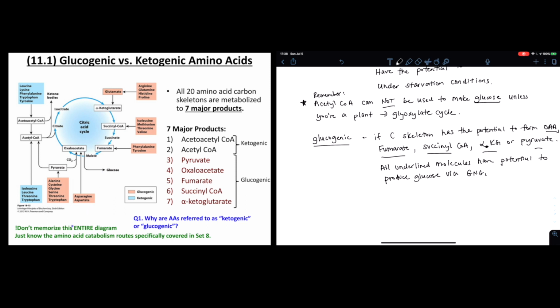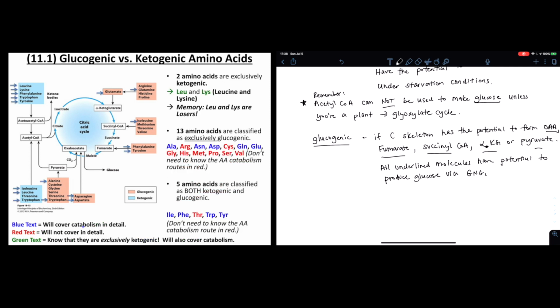I do not want you to memorize this entire diagram because it is extremely difficult to remember all of this, okay? So what we're going to do is break it down instead into things that you already know and then add in a few compounds that I want you to specifically know for the midterm exam, okay?